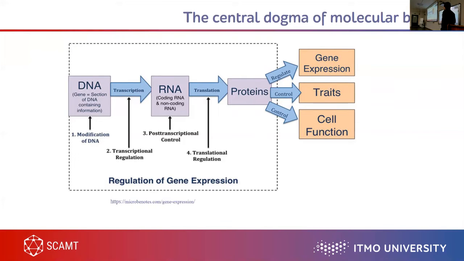Proteins are the third form of gene products. And proteins can do certain functions. For example, they can do gene expression. They can be responsible for traits or features, for example, color of skin, size of your head, etc. Or they can implement other cell functions.